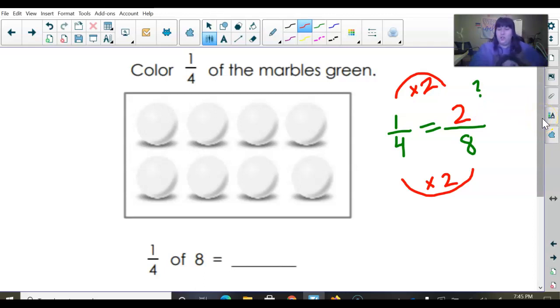1/4 equals 2/8. So what is 1/4 of 8? 2. Gotta color 2 of those marbles green, friends. Now remember, over here it says 1/4 equals 2/8. That still matches down here. 1/4 of 8. What is 1/4 of 8? 1 out of 4 is the same as how many out of 8? 2 out of 8. So our answer is 2.